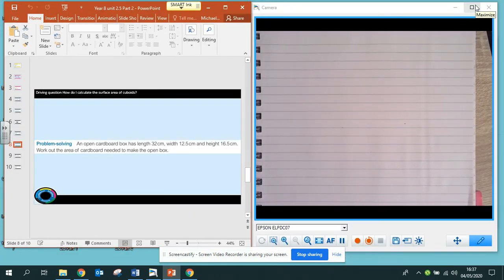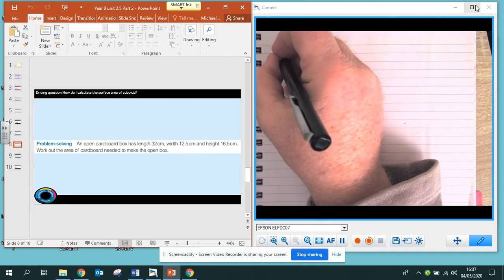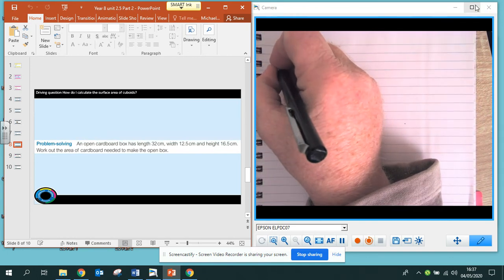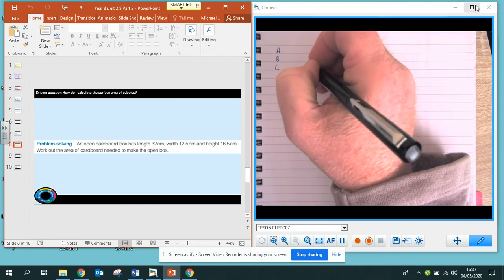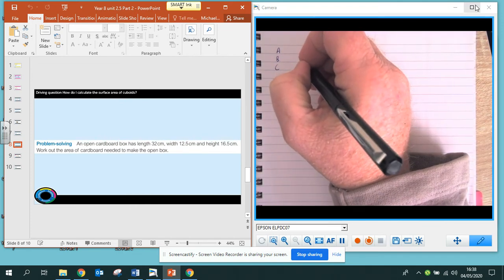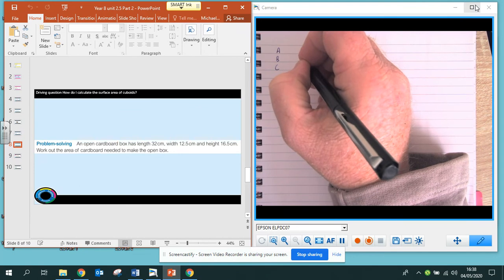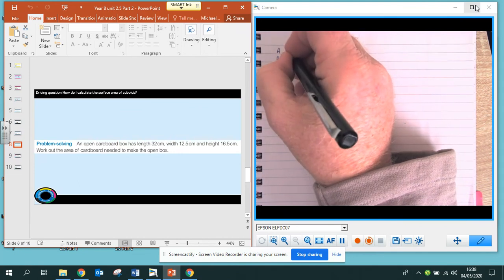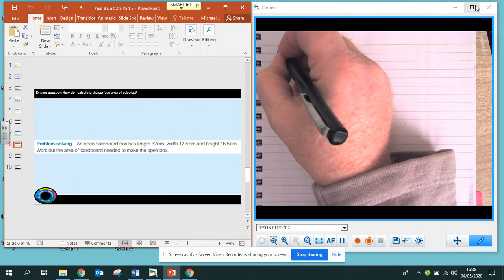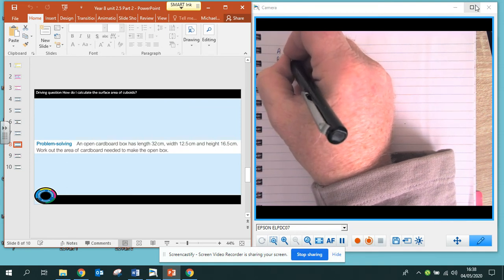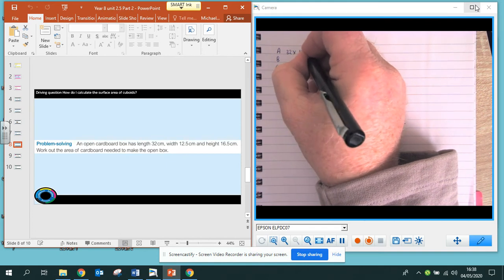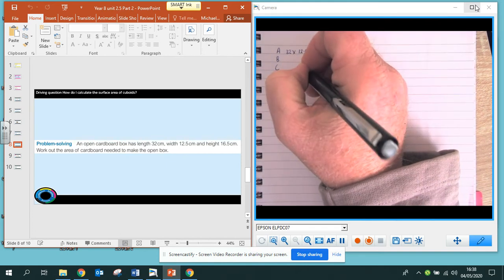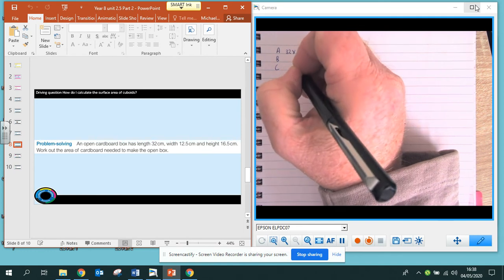So back to our normal method. A, B, C. In this case, we've only got one A. All we've got is the bottom of the box. We haven't got a top. So the area of the bottom of the box is going to be 32 times 12.5. Just 1 because we haven't got a top.